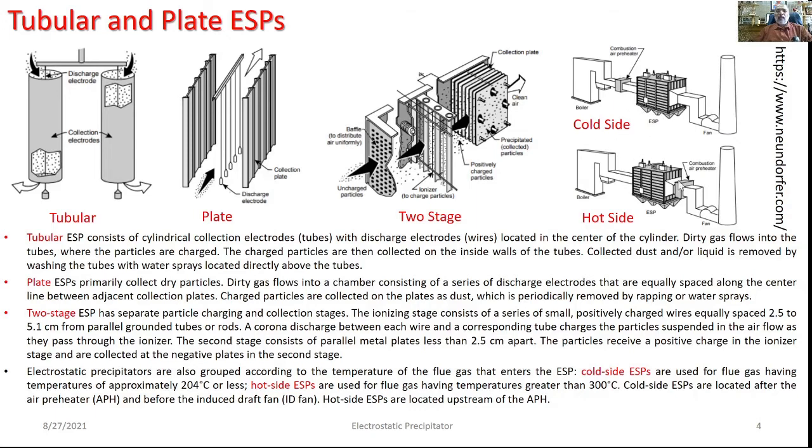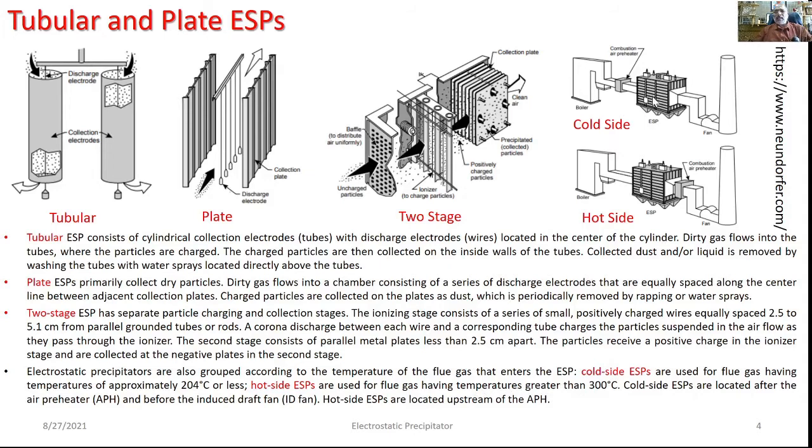This is another configuration, grouped according to the temperature of the flue gas that enters the ESP. The first one is cold side ESPs, which are used for flue gas having a temperature of approximately 204 degrees centigrade or less. Whereas the second one is hot side ESP, which is employed to deal with gas having a temperature greater than 300 degrees centigrade.